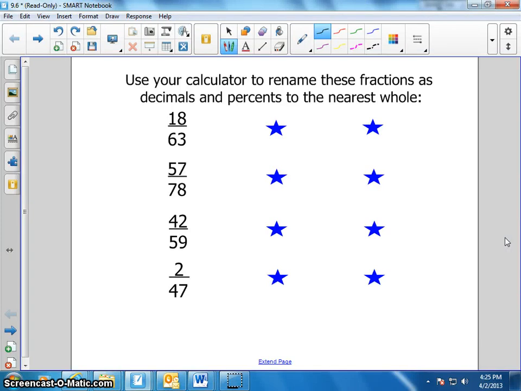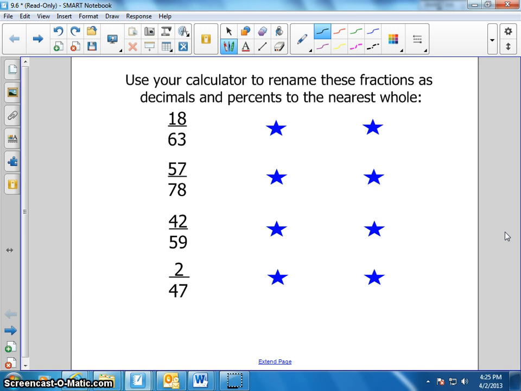We have been focusing on renaming fractions as decimals and percents. Today we're going to take it and put it in more real-world situations with sports statistics and taking tests and grades and what percentage or fraction the student got correct. So let's start off with a little review.